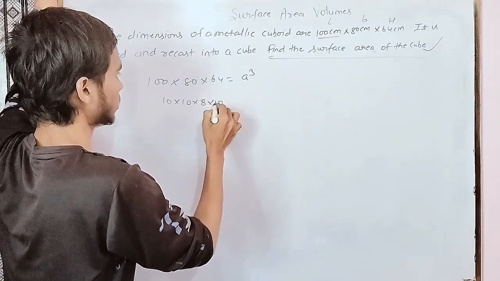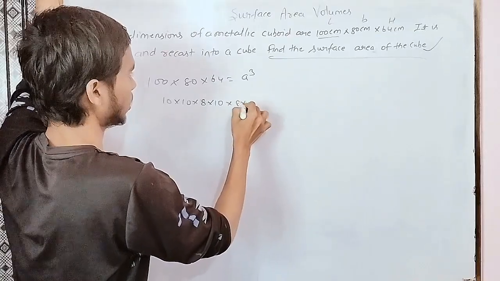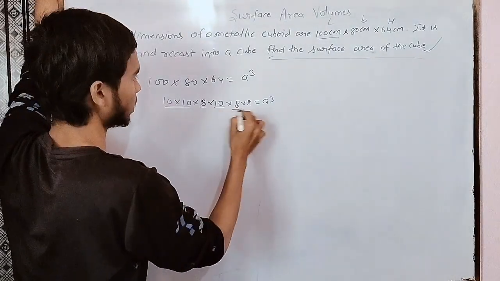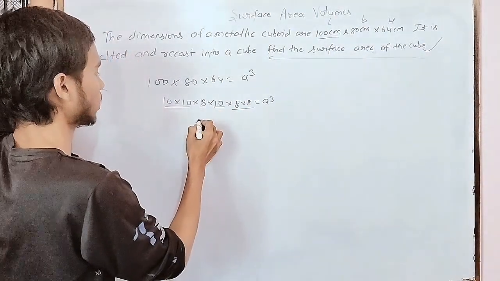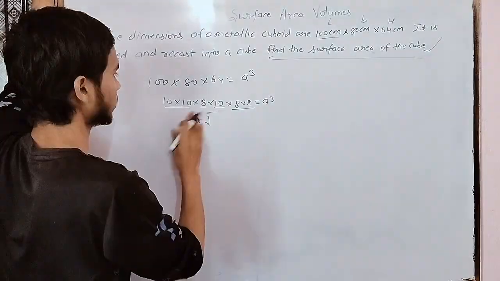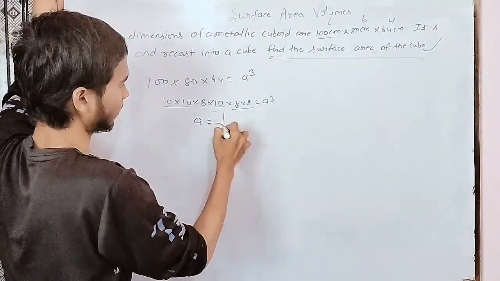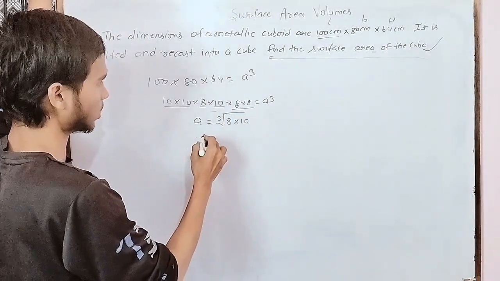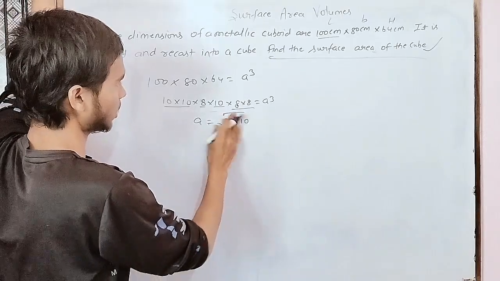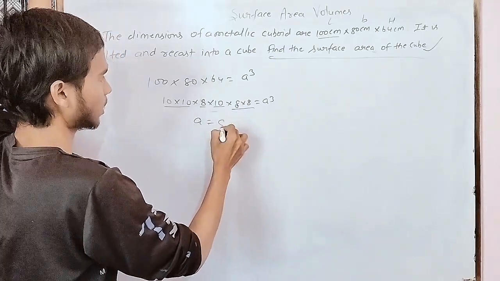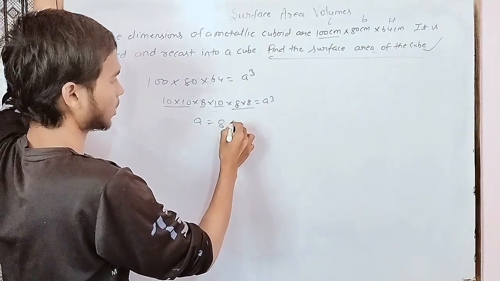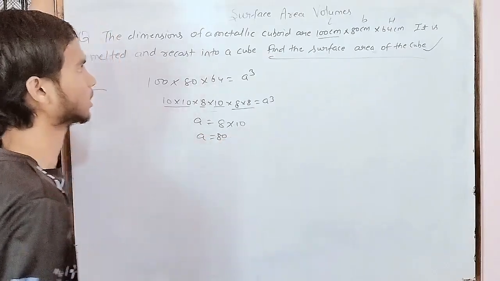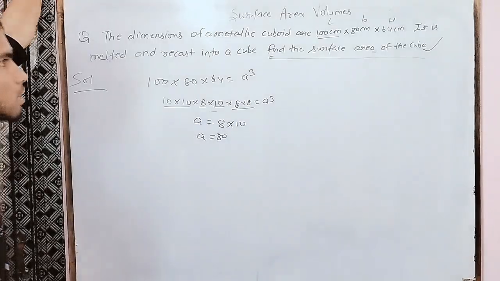8 multiplied by 10. Now 8 multiplied by 8. A cube. Now this 3 and this 3. So here A and A. So 8 multiplied by 10. It will become what? So A is 80. It is the measure of each side of a cube.